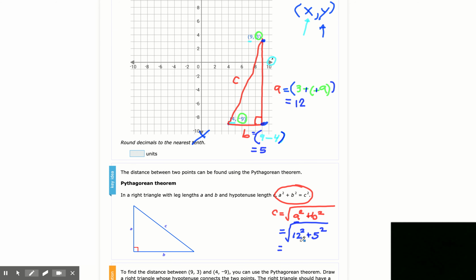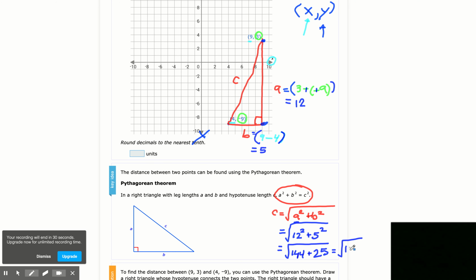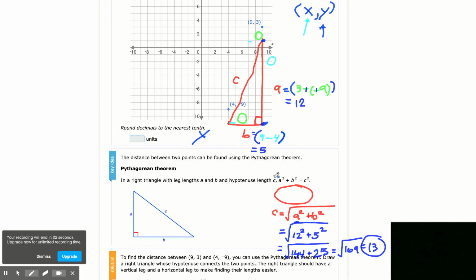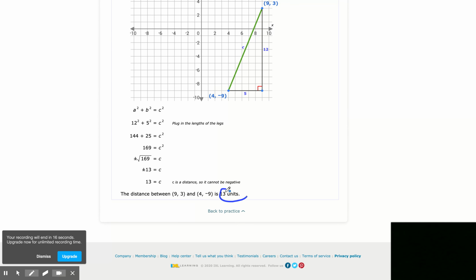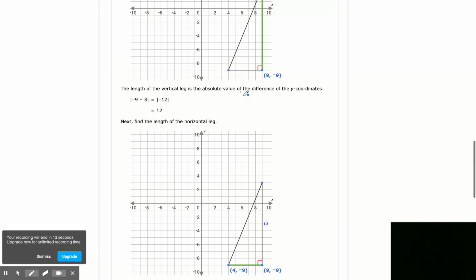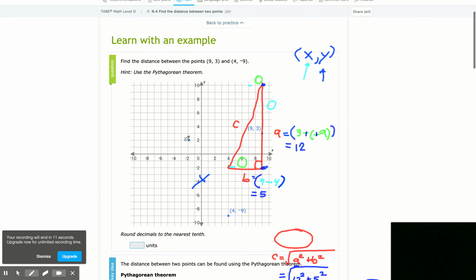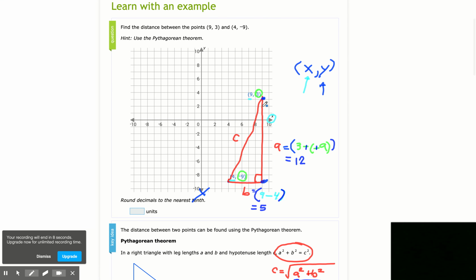All right. And then 144. Oh, I'm sorry. 12 squared is 12 times 12, 144. Plus 5 squared, which is 25. And that equals 169. So it's the square root of 169. And my answer, when I take the square root, is 13. If you want, we can scroll all the way down to double check. There we go. And we got 13. So this is how you can use the Pythagorean theorem to help you figure out the distance between 2 points.